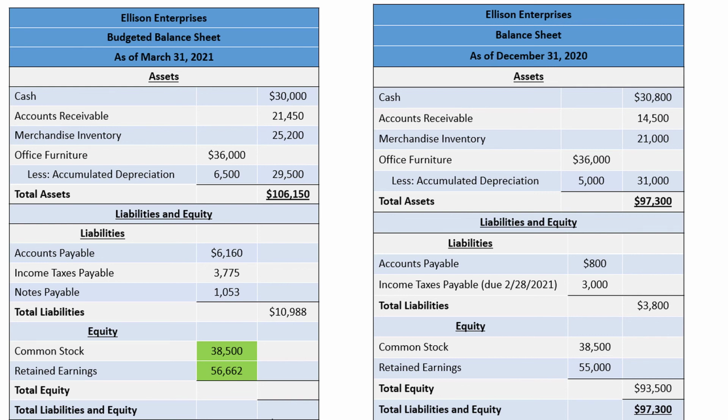The total equity is equal to the common stock balance of $38,500 plus the retained earnings balance of $56,662, which equals $95,162. The total liabilities and equity are equal to $10,988 plus $95,162, which equals $106,150, the same balance as the total assets. Alright, that completes our budgeted balance sheet and the final budget in our master budget.